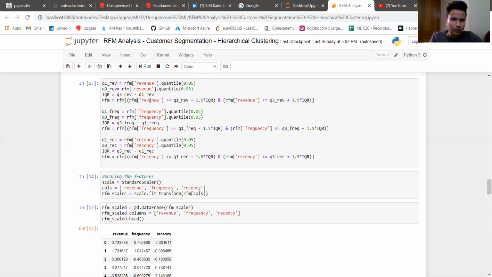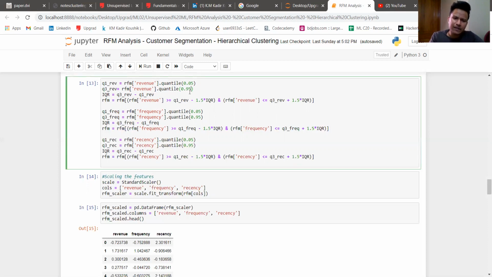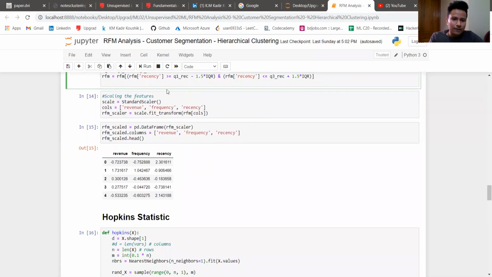So this is the code for it. Usually in the interquartile range, we take the 75th percentile, but here I have kept the 95th percentile in order to keep the maximum data available after getting rid of the outliers.